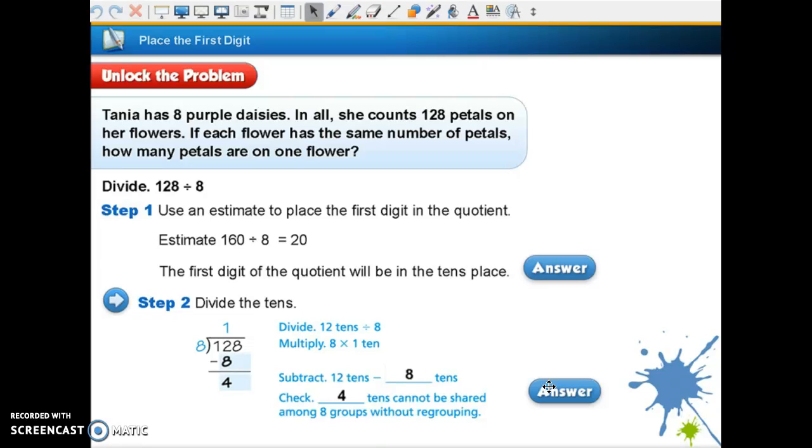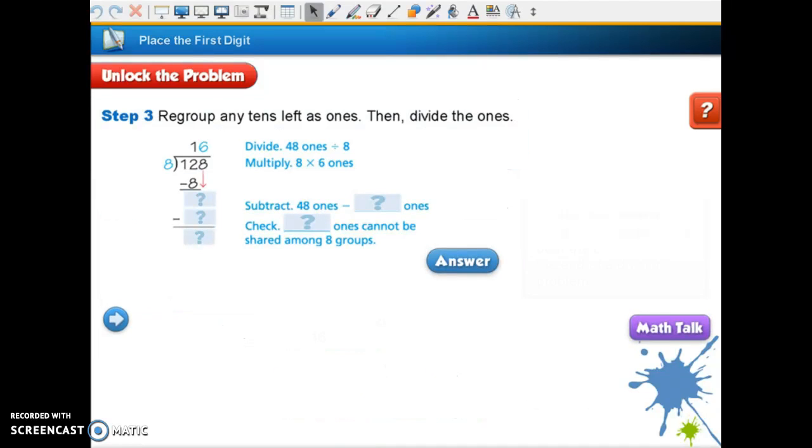So check. 4 tens cannot be shared among 8 groups without regrouping. Regroup any tens left as ones. Okay? So they subtracted 8. They regrouped any tens left. There's 4. They brought down their 8. Subtract 48 ones minus 48 ones, because 6 times 8 is 48. 0 ones cannot be shared among 8 groups.